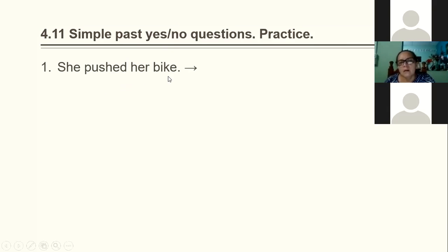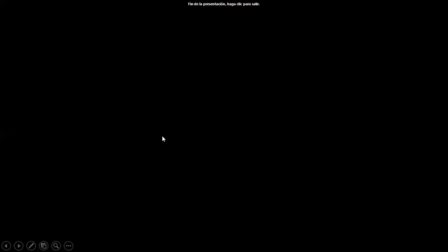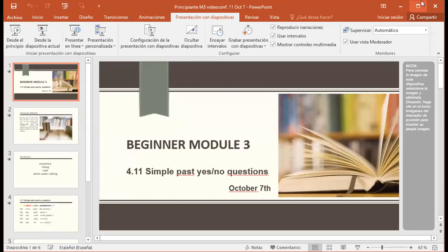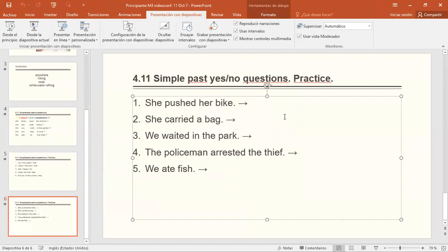Now, she pushed her bike. Transfórmela en pregunta, Juan Alfonso. She pushed her bike. Pues vamos a hacer una cosa. Vamos a salirnos de acá. Y vamos a escribir juntos. Que se vea. Aquí. Ok, come on, Alfonso. Did she push her bike? ED, yes or no?